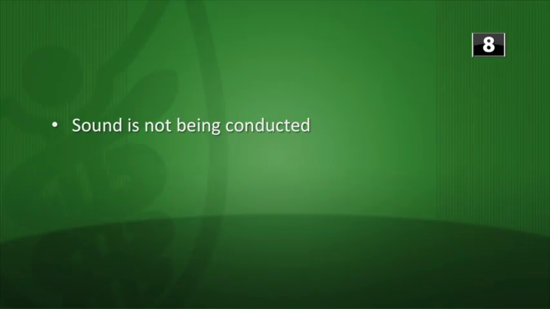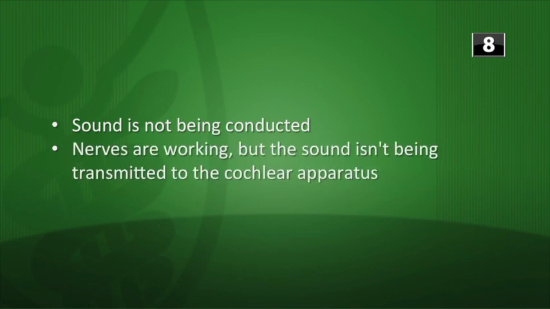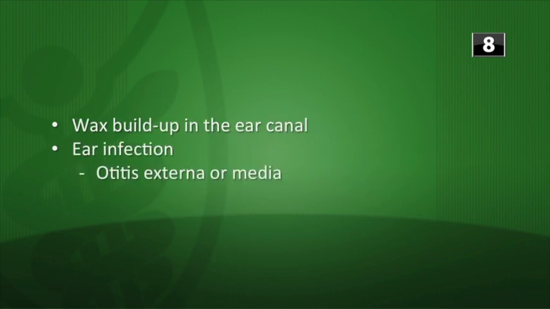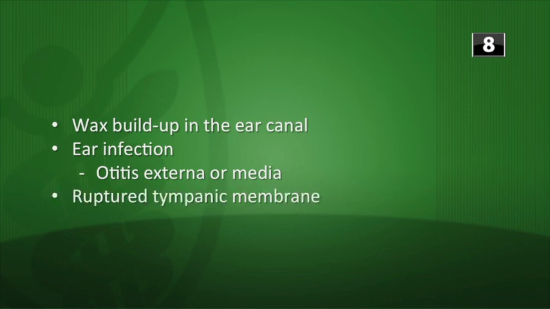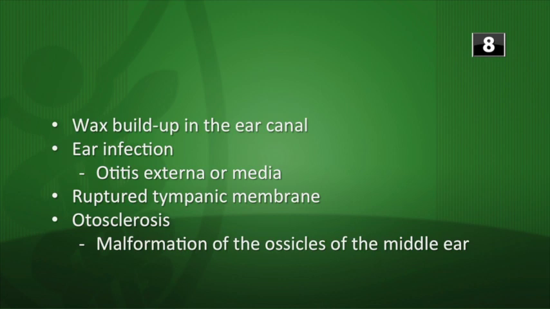Next question. What is a conductive hearing loss and what are some of the causes? So a conductive hearing loss means that sound is not being conducted. The other type of hearing loss is a sensorineural hearing loss where the nerves themselves aren't working well. Here the nerves are working, but the sound isn't being transmitted to the cochlear apparatus. So it's caused by wax buildup in the ear canal, ear infection, either otitis externa or otitis media, a ruptured tympanic membrane, or by a condition called otosclerosis, which is a malformation of the ossicles of the middle ear.